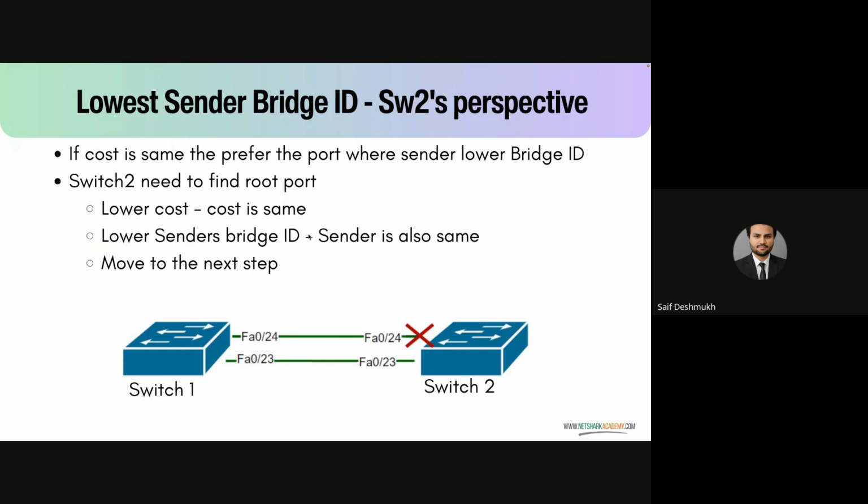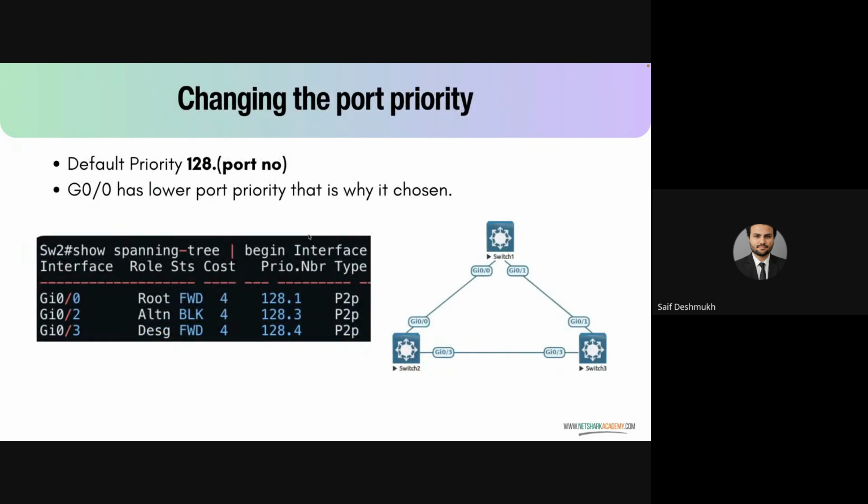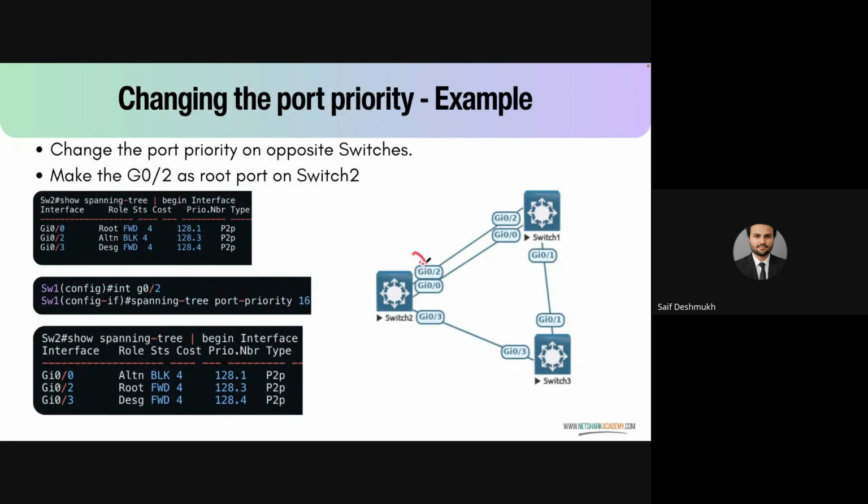It's something that is fixed in the system. So we're going to move to the next step. We want to change the port priority. The port priority is something that is not local, but what you receive on the interface. On switch 2, we have a root interface. Look at this. We have a root interface, gigabit 0/2. And I've added one more interface in here.